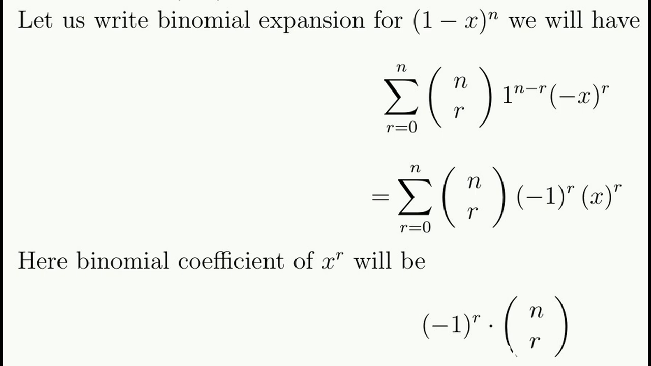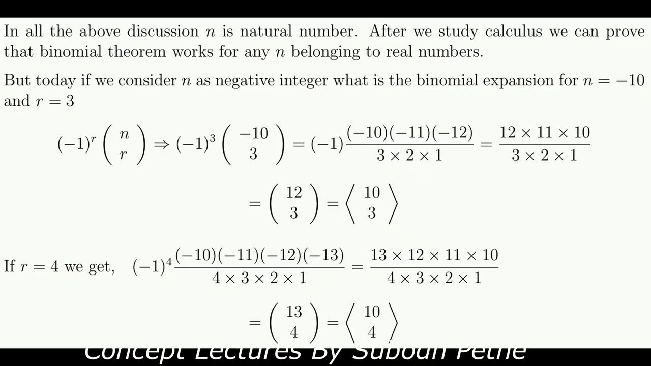Now 1 to the power of n minus r is 1, so we need not write it. And then we separate minus x as minus 1 into x. Then we observe that the expansion looks like sigma r goes from 0 to n, n choose r, (minus 1) raised to r, x raised to r. Here the binomial coefficient of x raised to r is (minus 1) raised to r, n choose r. In all the above discussion, n is a natural number.